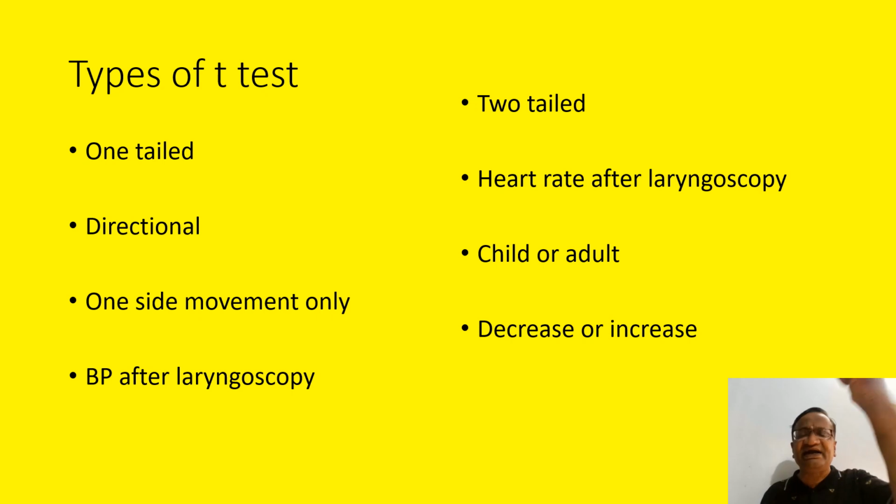Now you check another one, two-tailed. If you look at heart rate after laryngoscopy in children, sometimes in children the heart rate may fall. In some children, it may rise. So it is two-tailed. The change after an intervention can be this side or that side. It means it is two-tailed. If the change can be on one side only, then it is one-tailed.